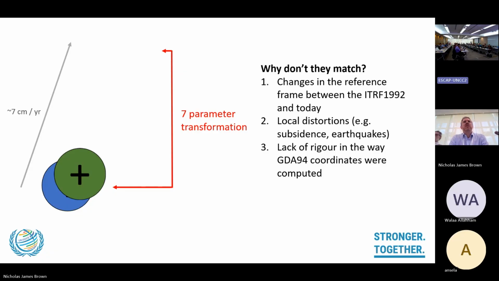Well, there's a few reasons. The first was that there were changes in the reference frame between ITRF 1992 and today. There's local distortions. I said most of the Australian plate moves together, but it doesn't mean there's not local distortions in some places. But the biggest reason was the way in which GDA94 was actually computed.